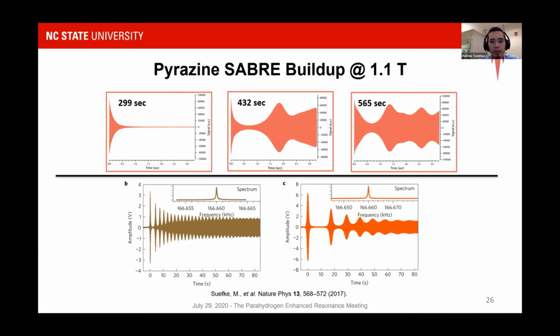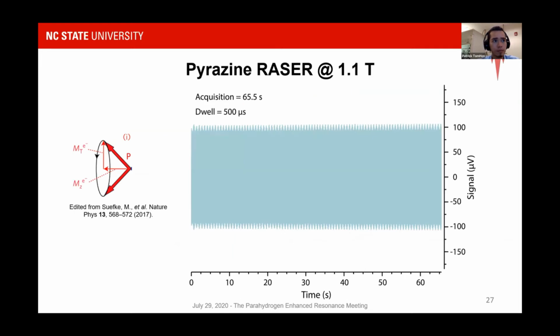And similar RASER buildup effects have been observed on pyrazine and acetonitrile in the Appelt group at RWTH Aachen, with a really seminal paper in Nature Physics. So our pyrazine RASER at 1.1 Tesla enables us to acquire for really as long as we want. There are some limitations that I'll address shortly. Here we're showing a RASER that's acquired with a minimal initialization pulse that just opens the receiver. This is just a 3.3 degree pulse. And the signal observed here is the transverse magnetization, Mt, shown on the diagram on the left. This is adapted from that Nature Physics paper.